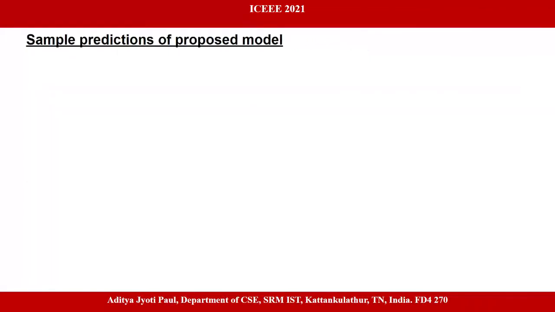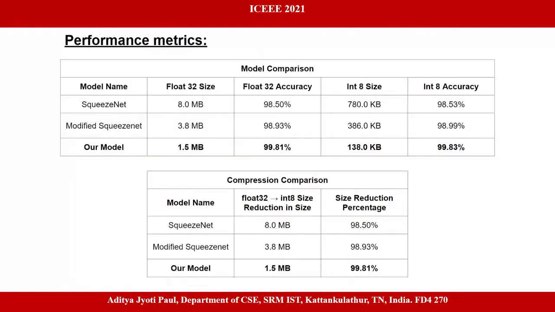Finally, we can have some predictions from our proposed model as well. On this screen, we can see that all the predictions are correct. You can see that the faces which do not have masks are classified as 0, and the ones which have masks are classified as 1, which is good. Next, we have some performance metrics. So we have the model comparison against SqueezeNet, and we also have the compression comparison.